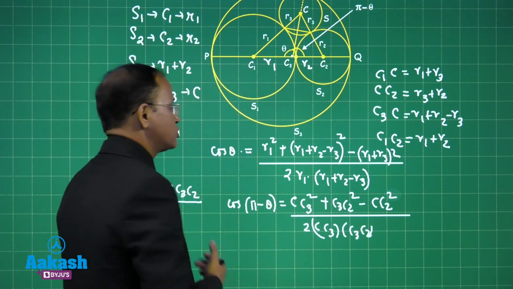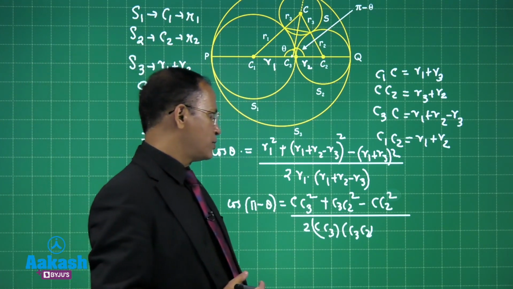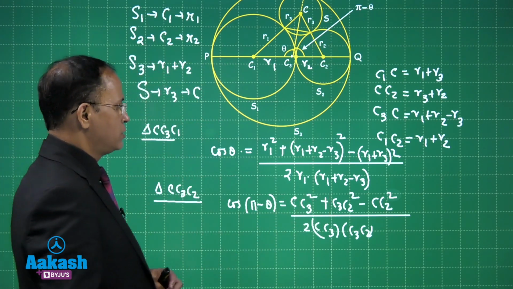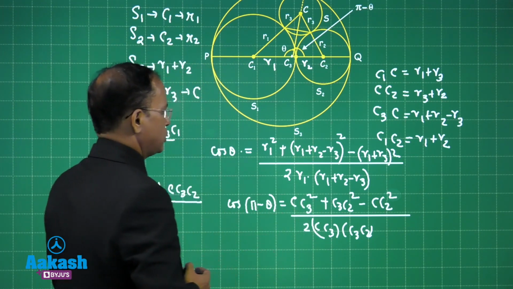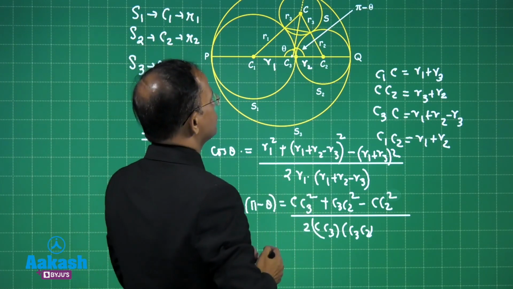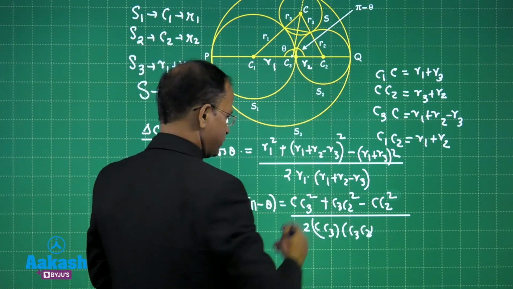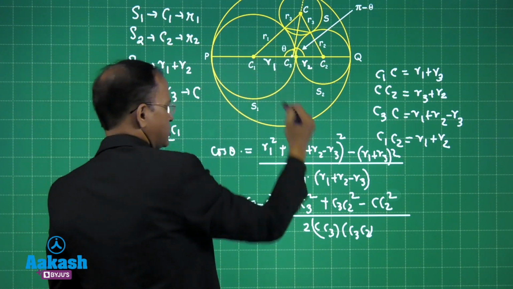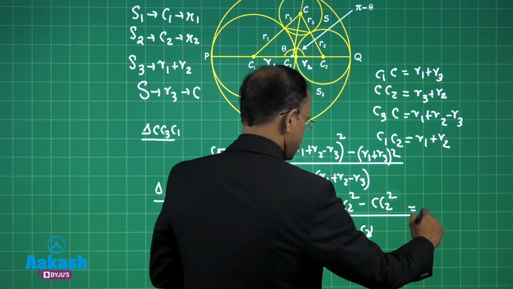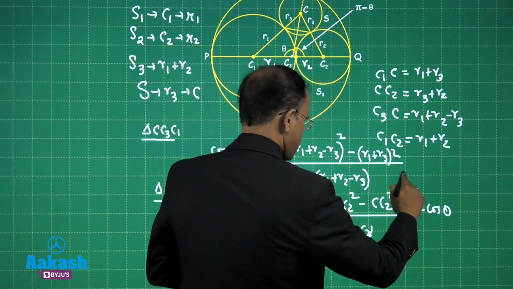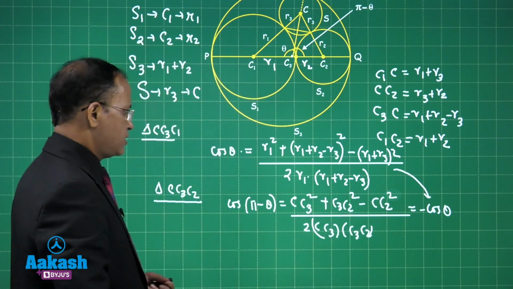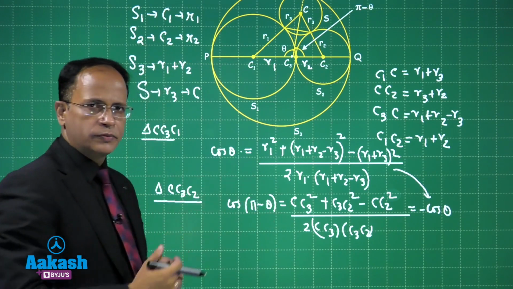Now, C C3 in terms of radius, we have taken R1 plus R2 minus R3. Again, we have C3 C2, that we can also find out, that is R2, the radius. Then C C2 means R3 plus R2 whole square. Similarly, here we have taken R1 plus R3 whole square. Now, this is nothing but minus of cos theta. So what is cos theta? We substitute cos theta here, and once you substitute it, we get a relation in terms of R1 and R2.